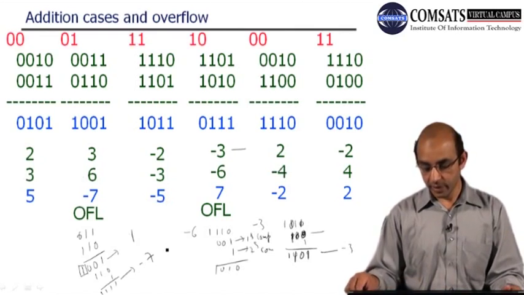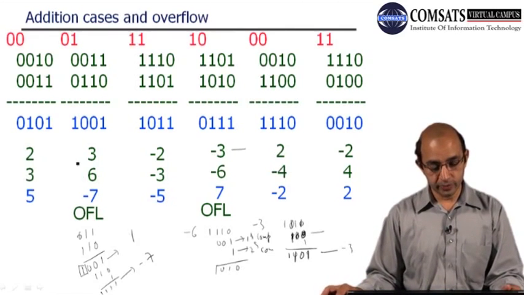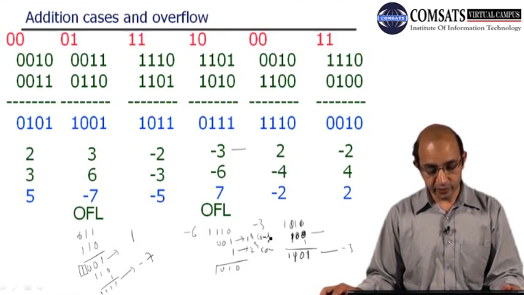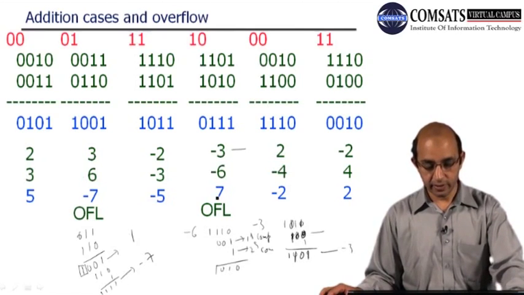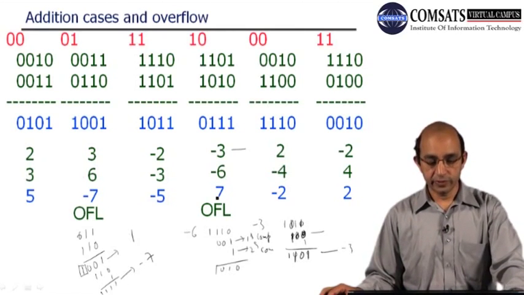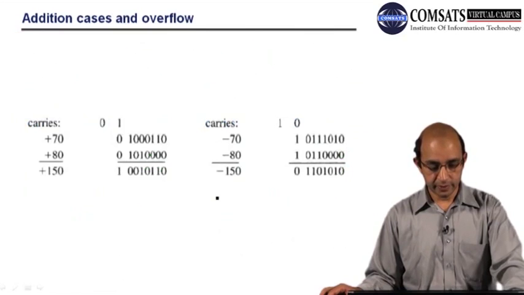So this is again wrong, right. So we should be having 9, but instead of 9 we are having minus 7. So here instead of minus 9 we have 7, right. So these are the overflow situations, right.